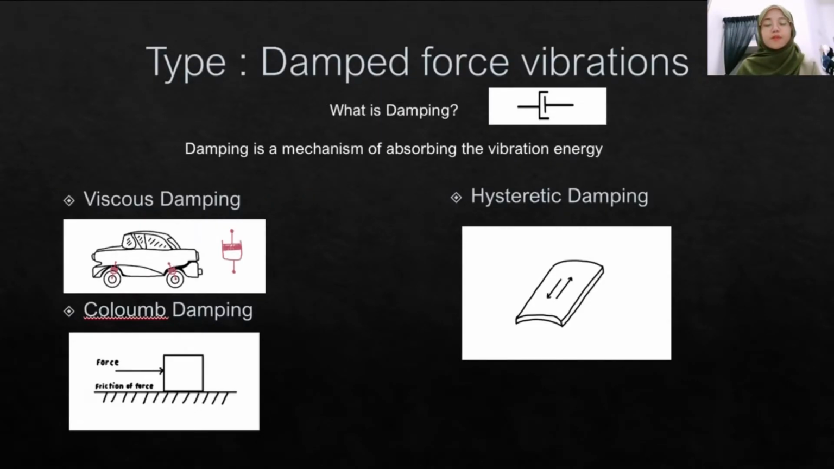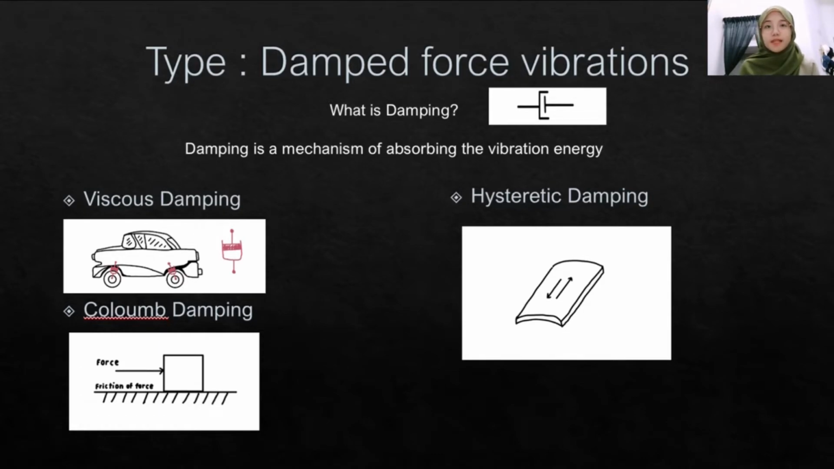Hi, now I'll be presenting on the fourth type of mechanical vibration, which is the damped forced vibration. So first of all, we need to know what is damping. Damping is a mechanism of absorbing the vibration energy. And the damping element symbol is as shown in the diagram on the upper right.